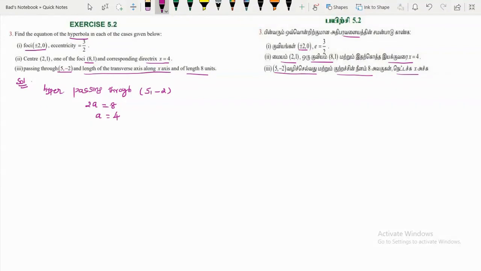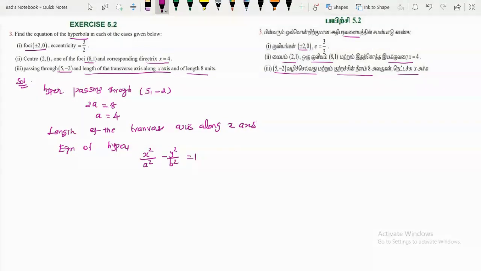Next, the transverse axis is along x-axis. They have given along x-axis, so then how will the equation be? Equation of the hyperbola is x squared by a squared minus y squared by b squared equal to 1.